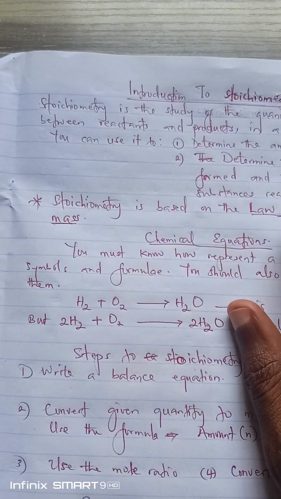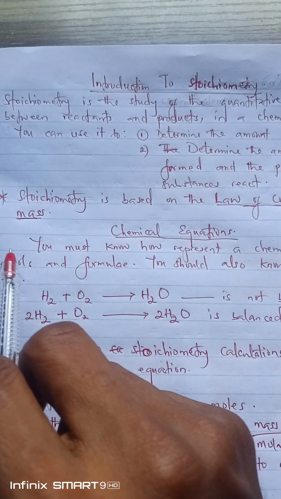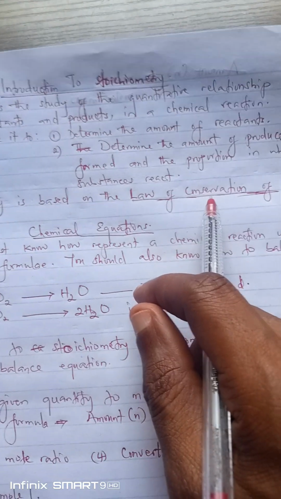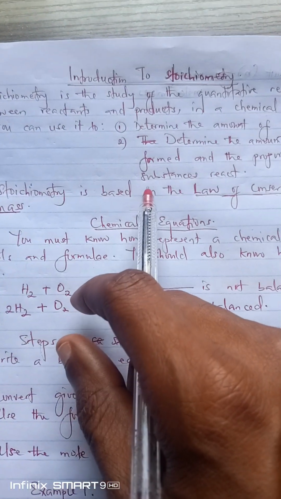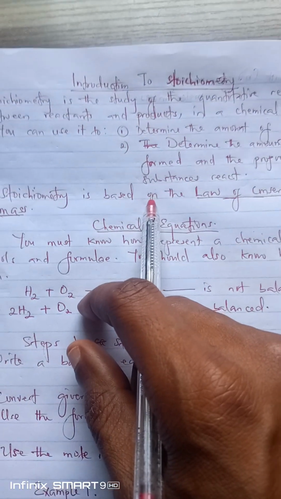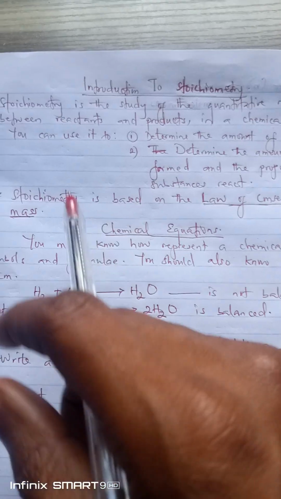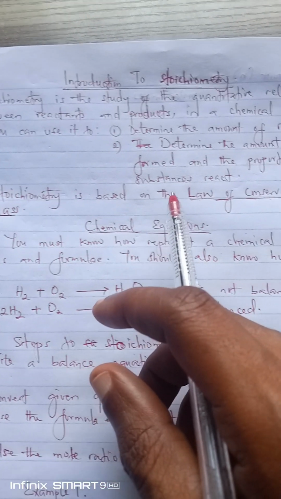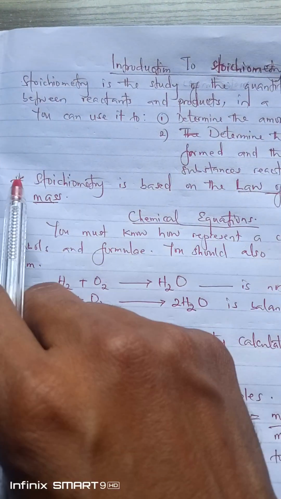Very important, I want you to know that stoichiometry is based on the law of conservation of mass. What did I say? Stoichiometry is based on the law of conservation of mass. I want you to remember that because it's a direct question from JAMB. JAMB has asked a question: stoichiometry is as a result of what? A, mole ratio. They will ask you different things. But your answer is that stoichiometry is based on the law of conservation of mass.